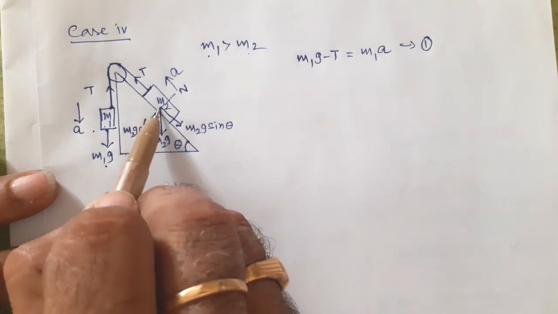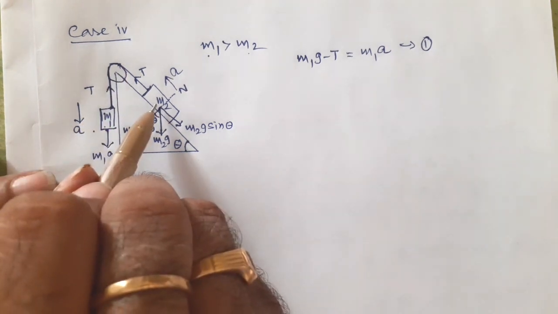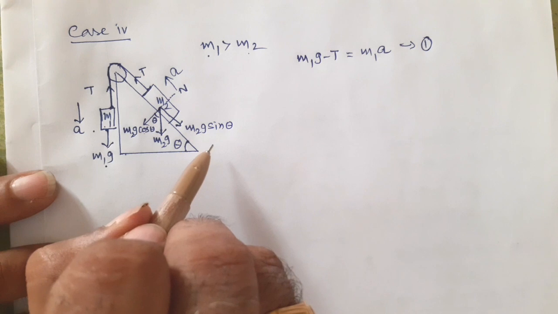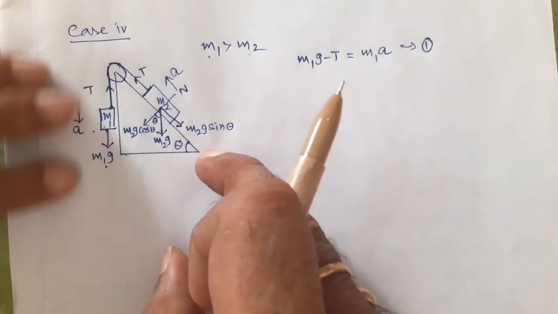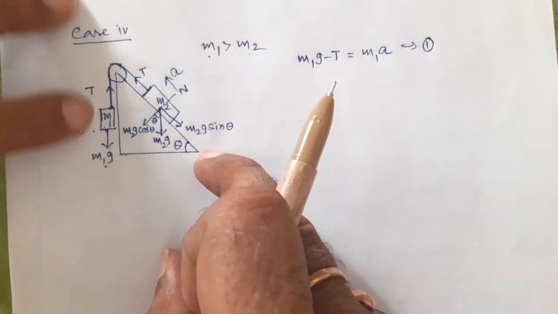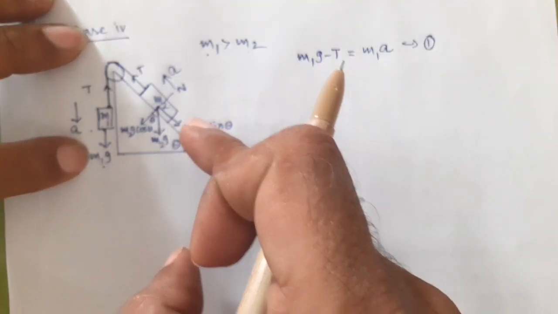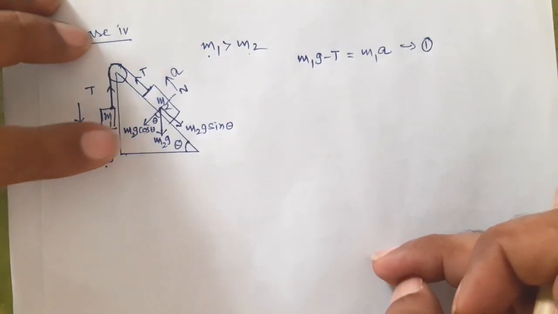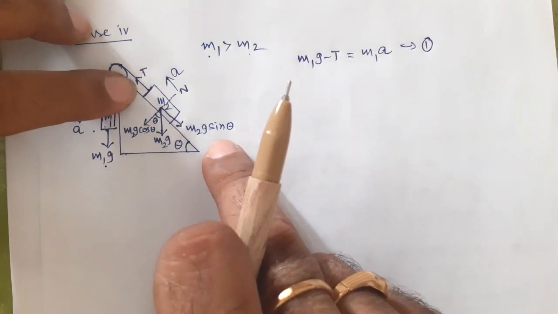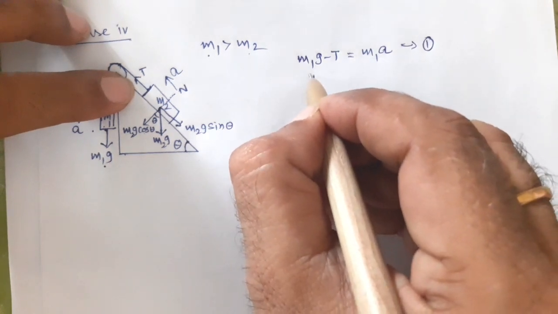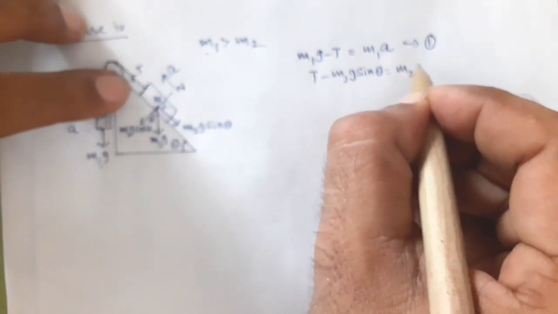Now come to this case. Now the body moves in the upward direction, and the weight acts in this direction. Because this mass moves in the downward direction, this mass will move in the upward direction. Therefore, in this case, the tension is more than this component. Therefore, you can write that T minus m2g sin theta is equal to m2a.